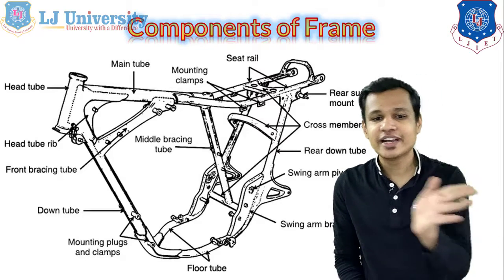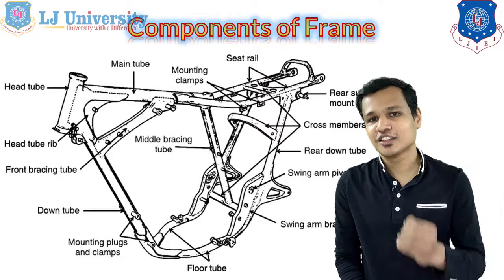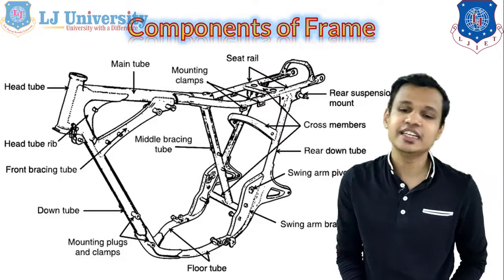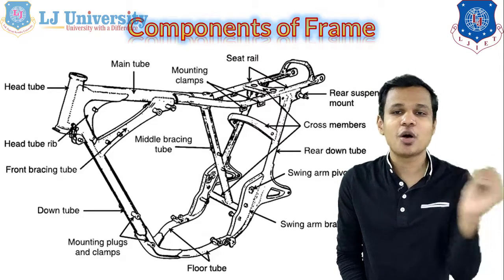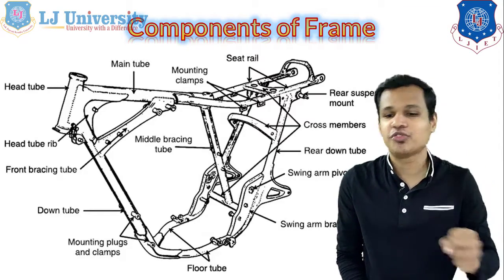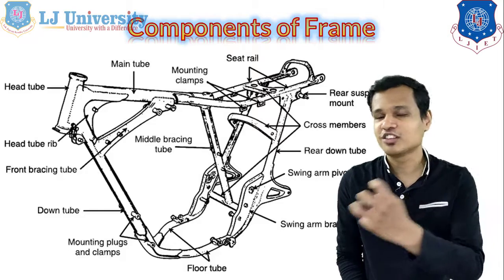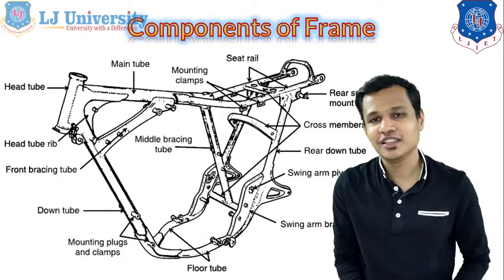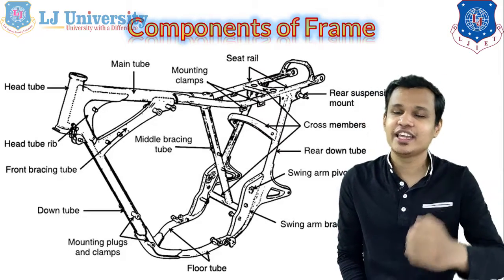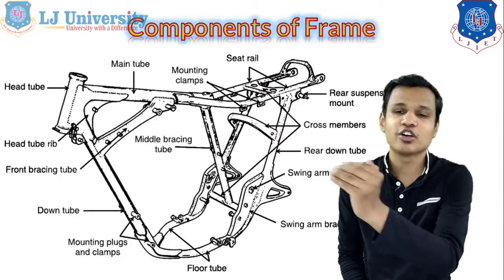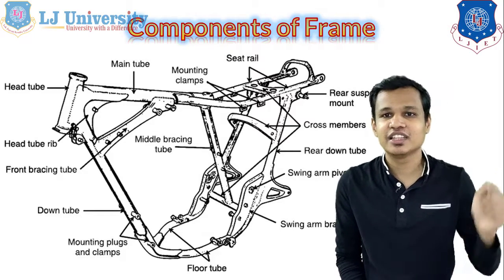The seat rail is provided in the backward part of the main tube to provide the seat for the driver. Also, the rear suspension mounting is provided after the seat rail. A number of cross members are also attached so that the load is properly diverted and distributed across the frame. The swing arm pivot is provided because, as I already told you, swing arm suspension is generally used, so to give that spacing, the swing arm pivot is attached. The middle bracing is provided between the main tube and the lower part of the floor tube. The floor tube is provided at the lowest part, which is connected with our down tube.